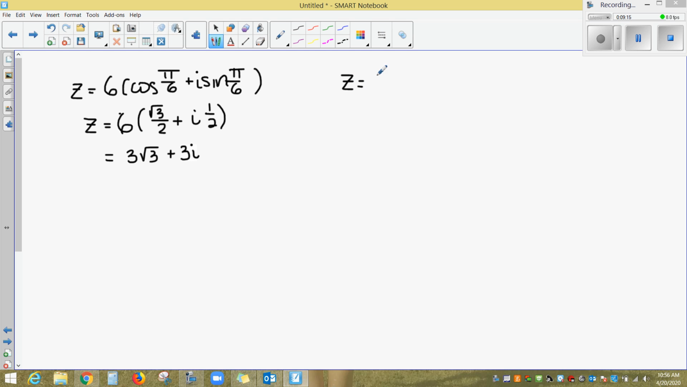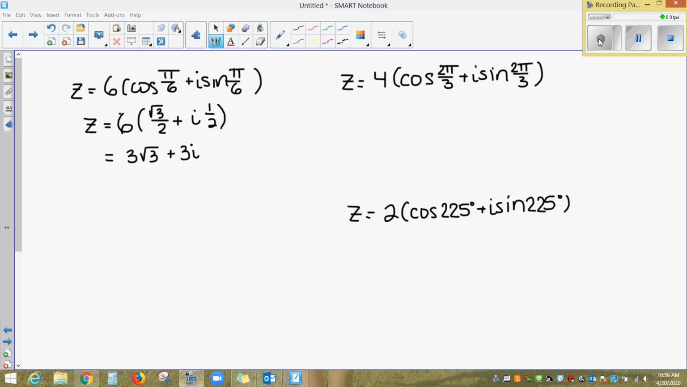So maybe I have 4 times the quantity cosine of 2 pi over 3 plus i sine 2 pi over 3. And then 2 more are going to show up here. 1 more is going to show up in just a moment. Okay. So here are 2 I want you to practice at your desk. Find me the a plus bi, just our regular standard form of that. Pause the video and come back when you want to see the answer.